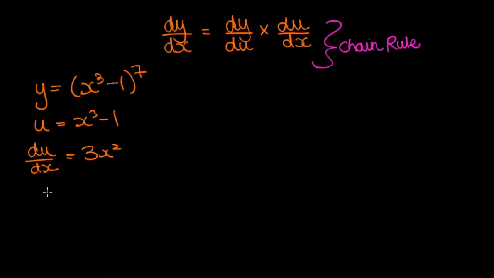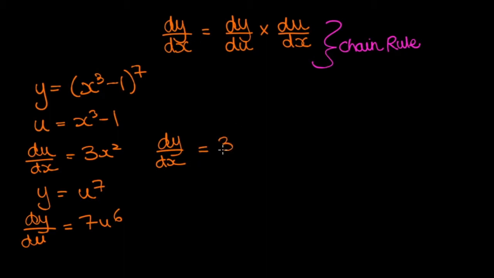In order to find dy by du, we need an equation of y in terms of u. That equation is y equals u to the power of 7, because remember x cubed minus 1 is what we defined to be u. If we differentiate this with respect to u, that's going to give us dy by du is equal to 7u to the power of 6. Again, we're using the power rule. And so now we have du by dx and we have dy by du, so we're ready to find dy by dx.